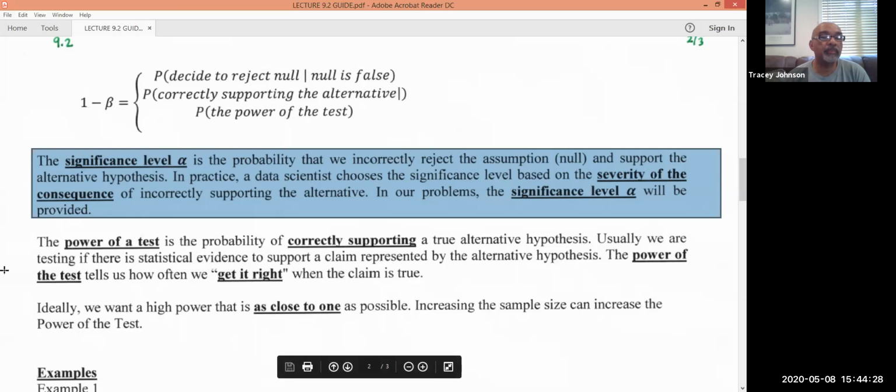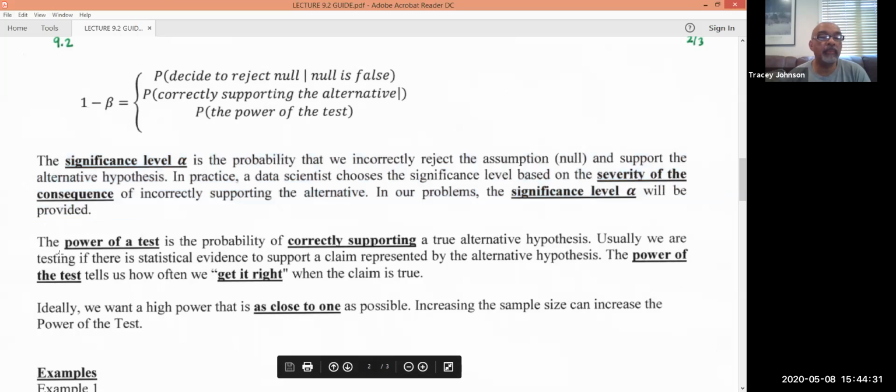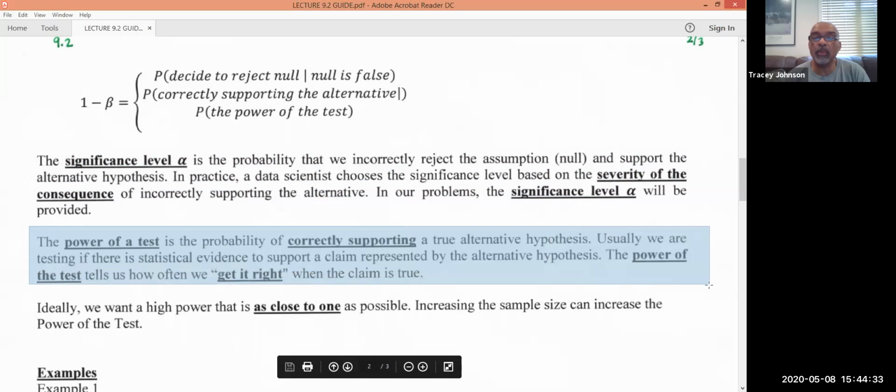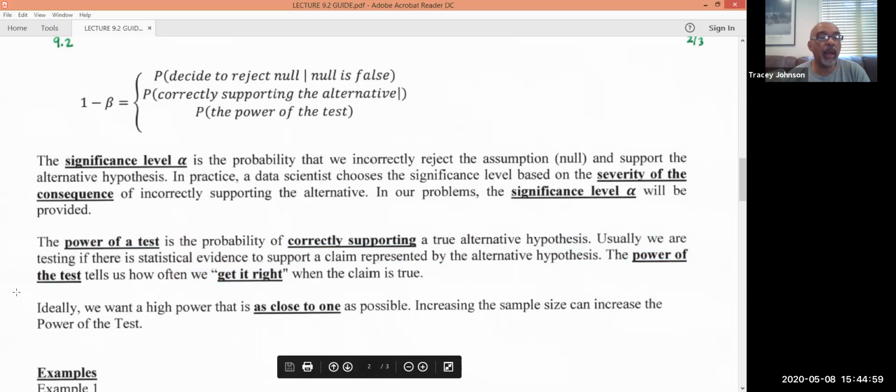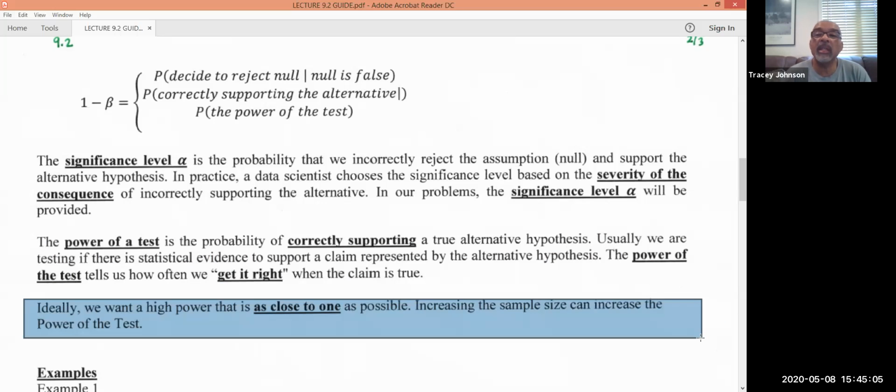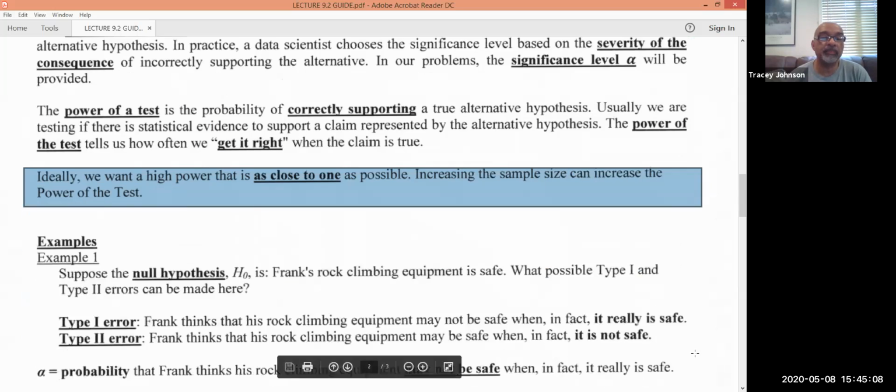The power of a test is the probability of correctly supporting a true alternative hypothesis. Usually we are testing if there's statistical evidence to support a claim represented by the alternative hypothesis. The power of the test often tells us how often we get it right when the claim is true. Ideally, we want a high power, that is, as close to 1 as possible. Increasing the sample size can increase the power of the test.